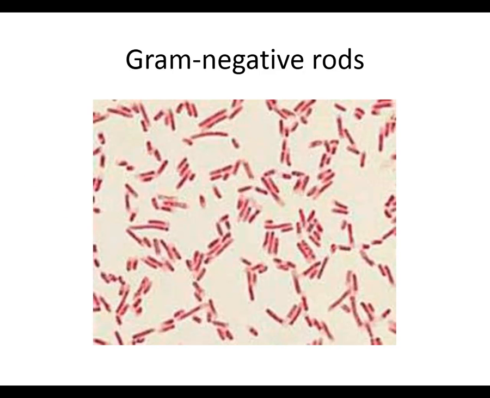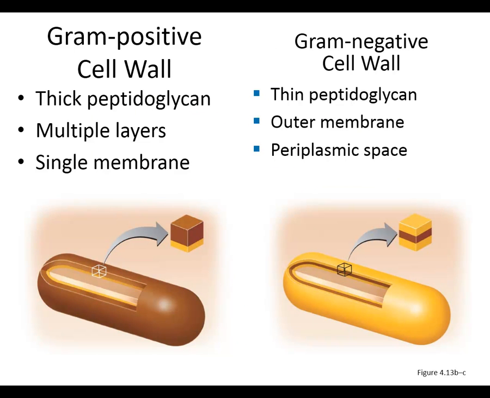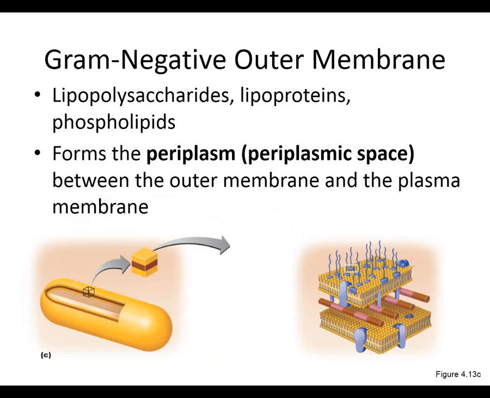So that's most of it. We'll talk more about the membranes of both gram positives and gram negatives shortly. But let's review a little bit. Gram positives have a thick layer of peptidoglycan, multiple layers of it, and just one membrane. Gram negatives have a thin layer of peptidoglycan, an outer membrane along with their inner membrane, and in between them a periplasmic space, a periplasm.